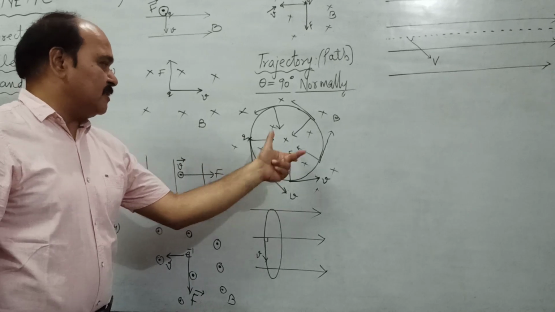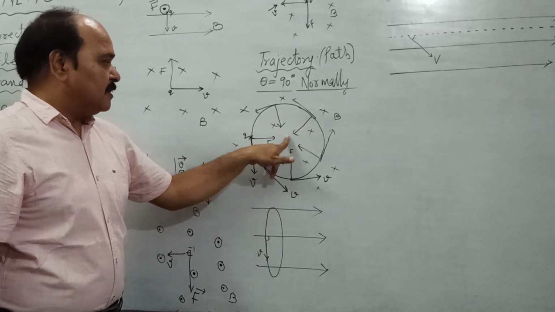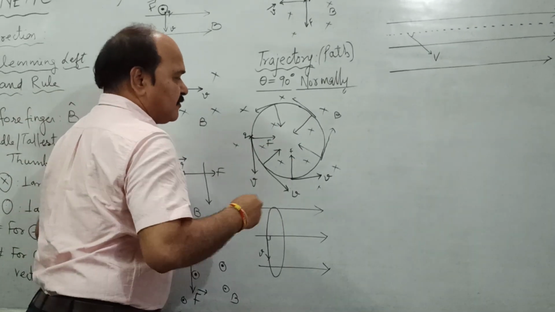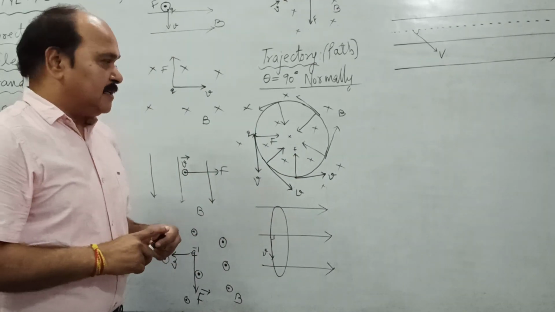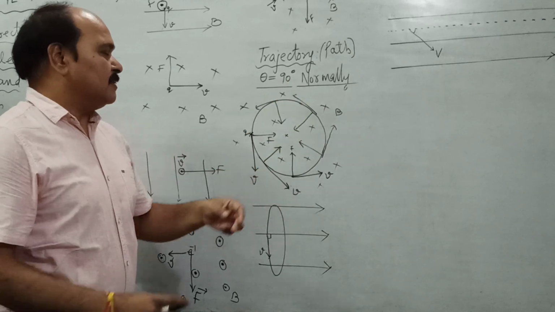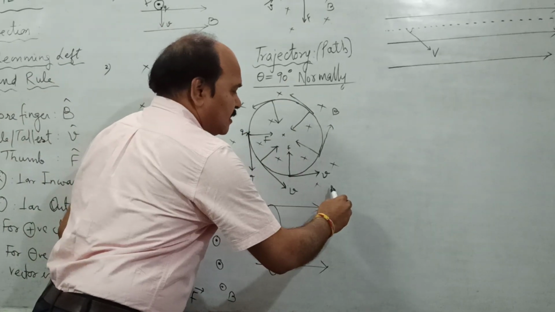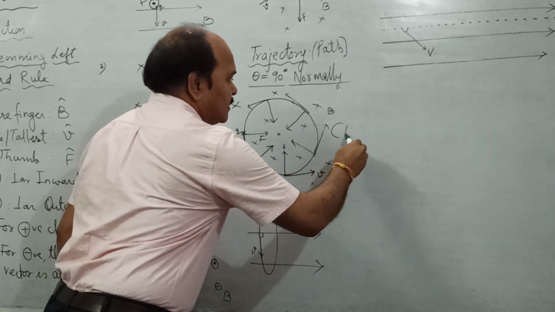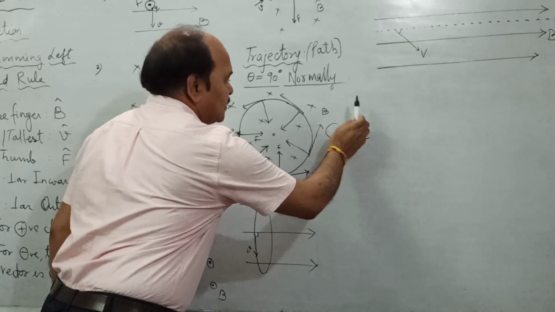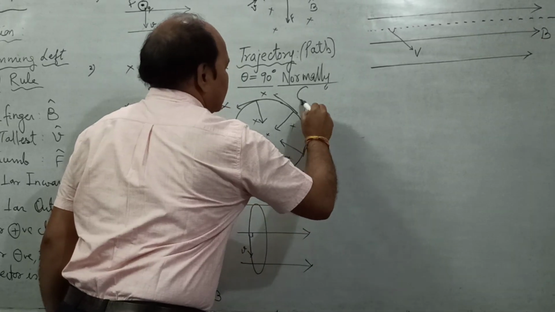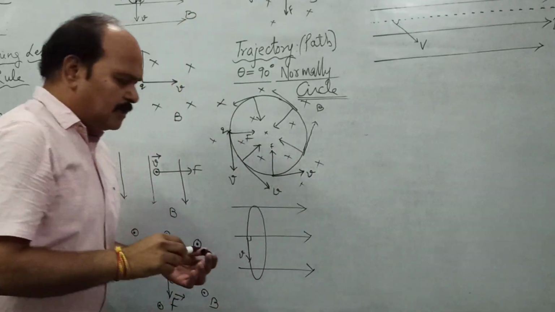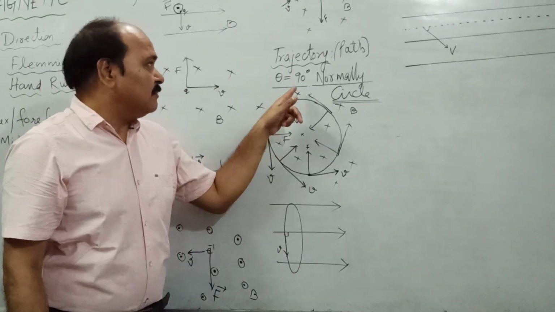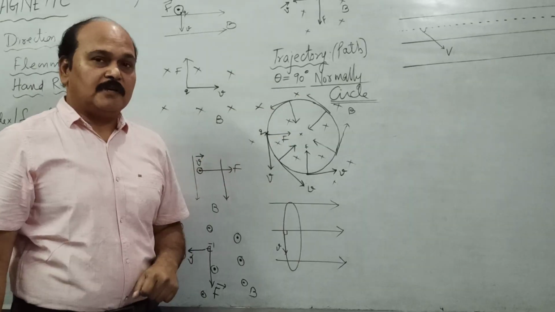And in the process, you can see the force points towards a fixed point. That fixed point is nothing but the center of the circle, and the trajectory of the charged particle is what? Circular. So what is the trajectory of the charged particle? Circle. The trajectory of a charged particle is a circle when the charged particle enters normally into the field.